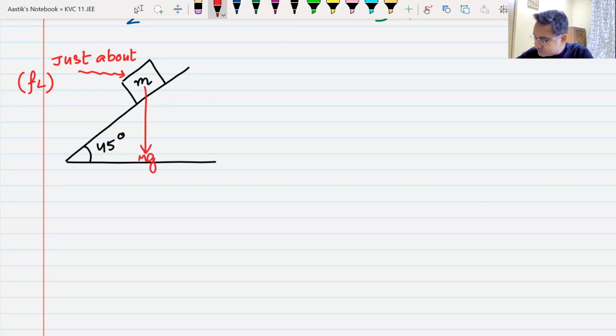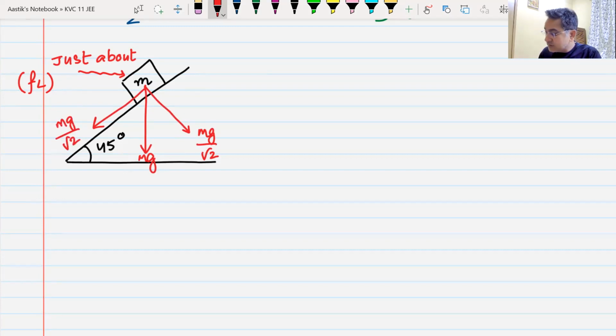This is mg. This is mg by root 2. This is mg by root 2. And the friction has reached its maximum value. Now it cannot do anything. This is FL. And the value of this FL is mg by root 2.